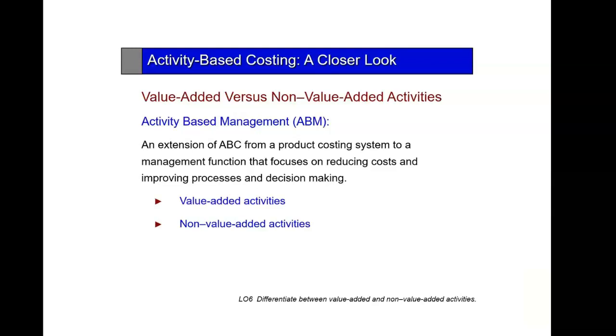Now, when we take a look at activity-based costing, we looked at the fact that some activities were value-added, some are non-value-added. We take that idea now and we expand it. This is an extension of activity-based costing from a product costing system to a management function that focuses on reducing the costs and improving the processes and the decision-making. So now the focus is on activities, and we make a distinction between value-added and non-value-added.